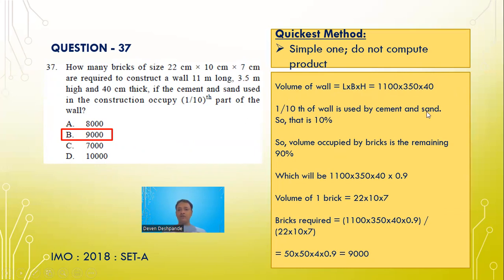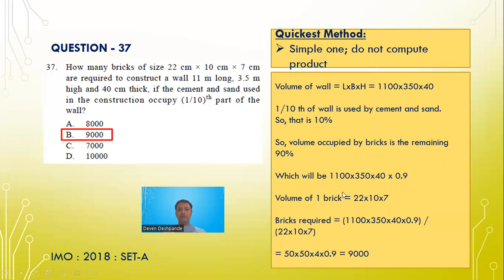1/10 of the wall is used by cement and sand. So 10% is used by cement and sand. So volume occupied by bricks will be the remaining, which is 90%. 90% will be occupied by the bricks. What is 90%? 90% is 0.9. So 0.9 of 1100 into 350 into 40 will be occupied by bricks.